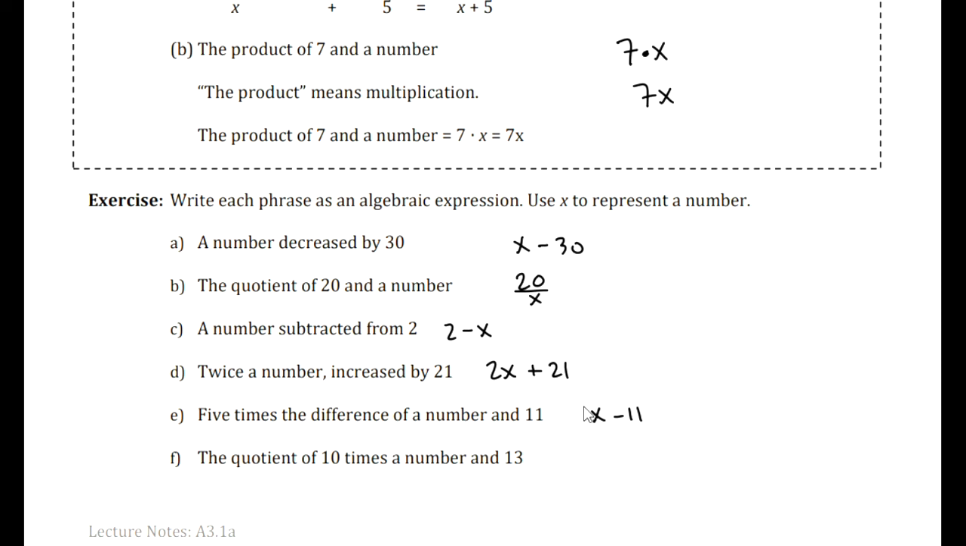So how do we multiply the whole quantity here by 5? If I just put a 5 there, then I'm only multiplying the x by 5, so I have to put the entire difference in parentheses. The quotient of 10 times a number and 13, so it's the quotient of. So we have 10 times a number first. So we go 10 times x, and then it's the quotient of that to 13. So we have 10x over 13.